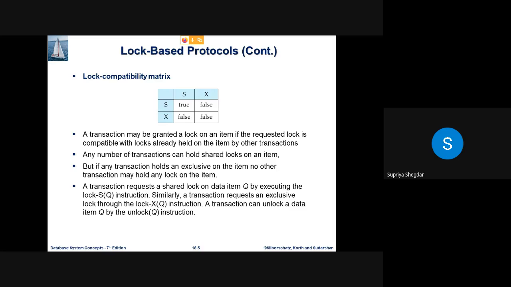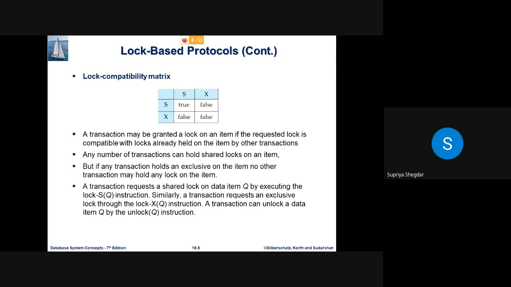So while requesting or granting the lock, any number of transactions can hold the shared locks on the data item. Consider if there are 10 transactions, then all the 10 transactions can acquire the shared mode lock on the same data item. Shared mode lock means all the transactions can read that data item. So reading is allowed for multiple transactions, but if any transaction holds an exclusive lock on the data item, then no other transaction may hold any lock on that item.